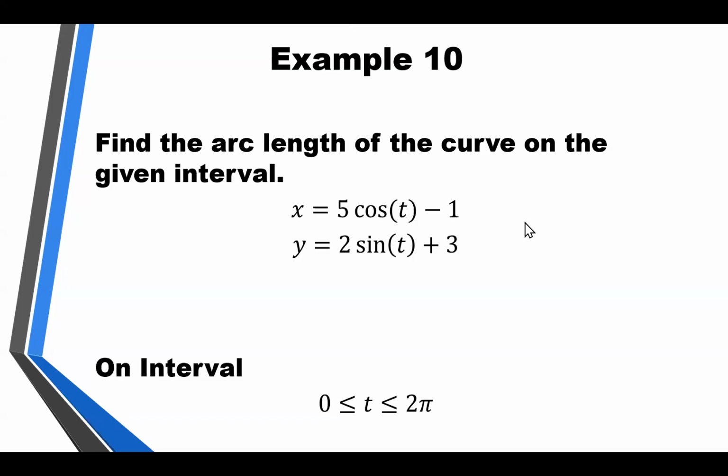Let's do another. Let's find the arc length of this pair of parametric equations on the interval from 0 to 2 pi. That is, t values between 0 and 2 pi. If you want to try it on your own, go ahead and push pause on the video.